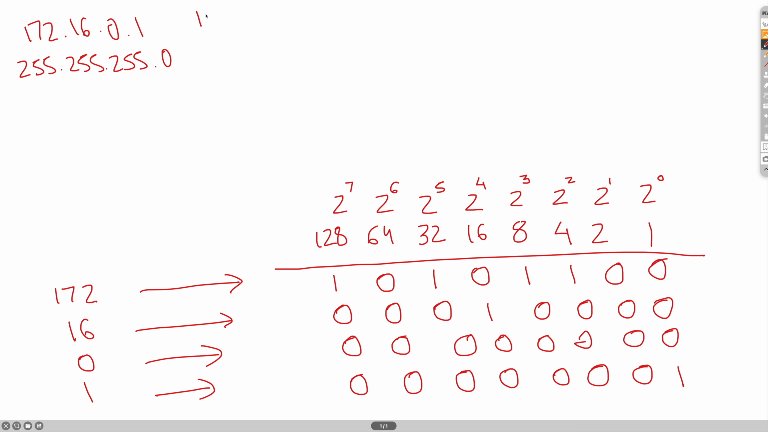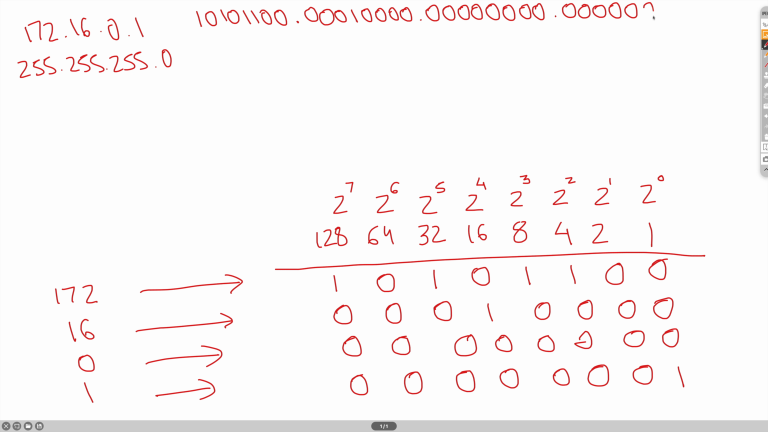So now, let's take this binary math and line it all up. 1 0 1 0 1 1 0 0. That's 172. What about 16? 0 0 0 1 0 0 0 0. What about 0? It's going to be 8 zeros. And then what about 1? It's going to be 7 zeros followed by 1. And then what about 255? Well, 255 means all the bits are on. So we're going to do that.